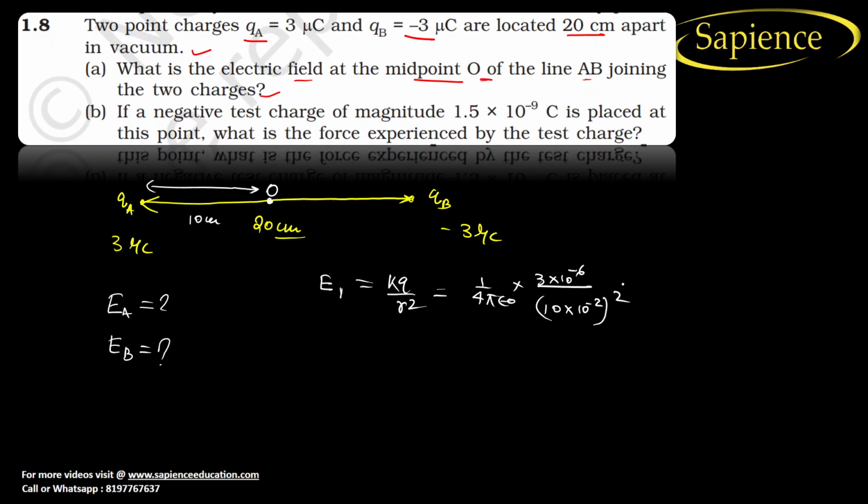And which direction is it acting along? This is your plus charge, so it will act along this one. It means the electric field will be along OB.